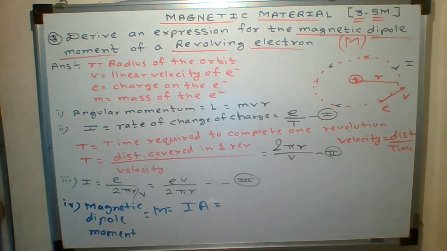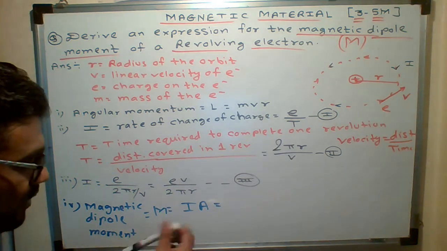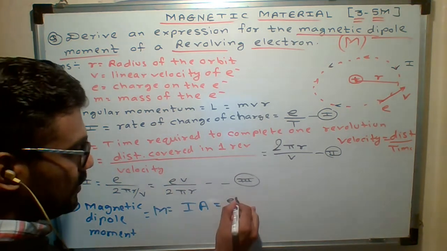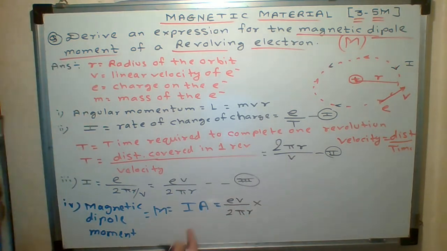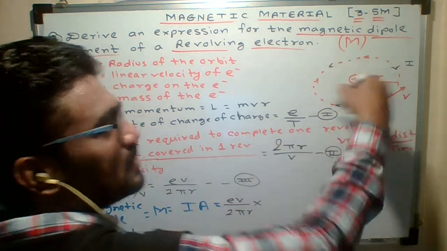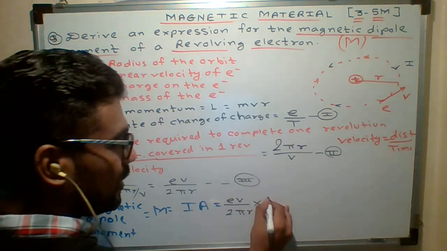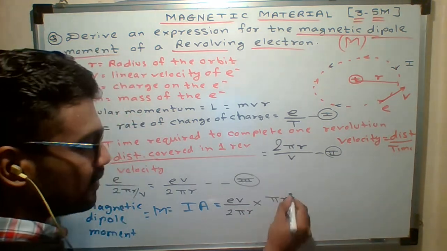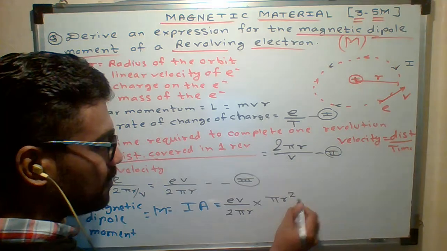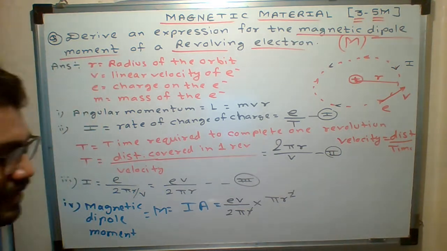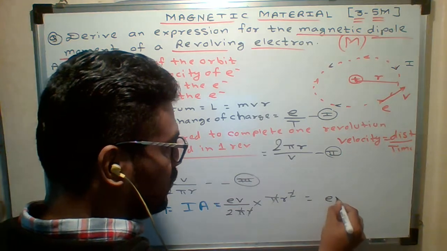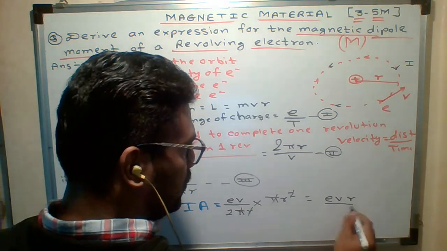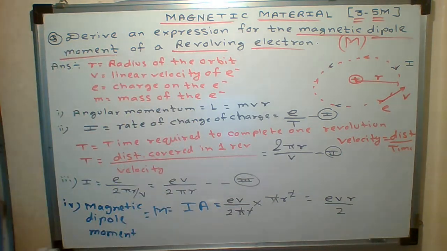Now we will put the value of I. What is the value of I we have now? E V upon 2 pi R, multiplied by A, which means the area of this particular circle. What is the area of a circle? Pi R square. What we observe, students, is that one R gets cancelled and pi gets cancelled. So the remaining term is E V R upon 2. So this is the formula for magnetic dipole moment.